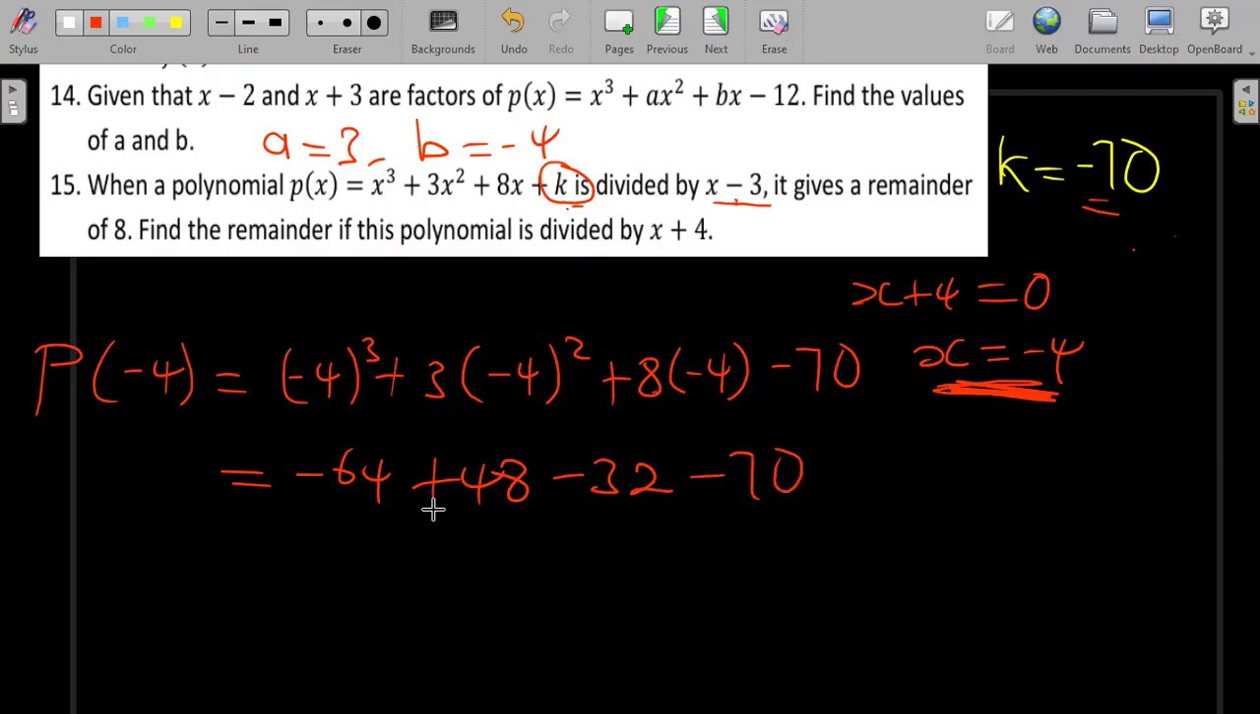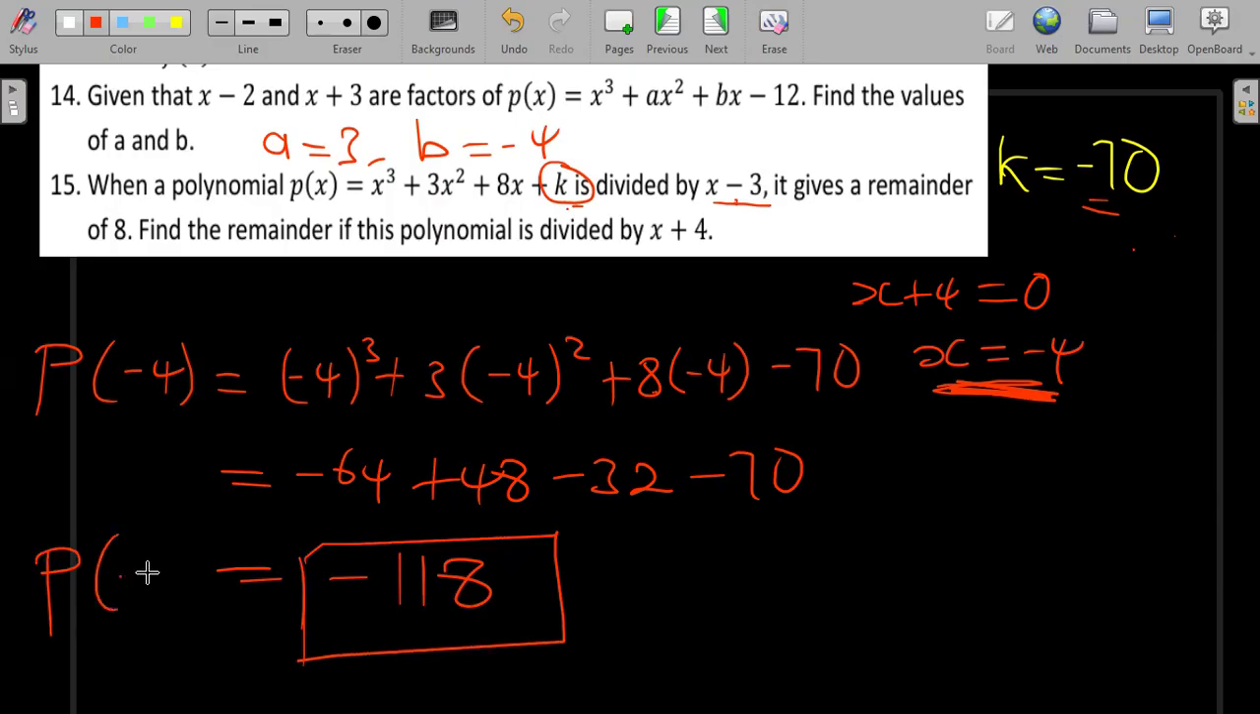Then minus 70. So when you combine all these, you're going to get minus 118. So minus 118 is the remainder when this polynomial here is divided by x plus 4. Right, so that's how we solve that one.